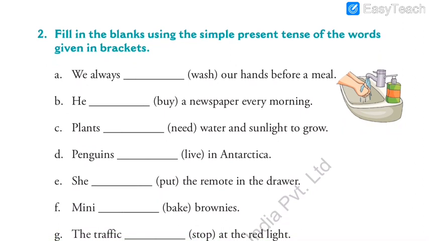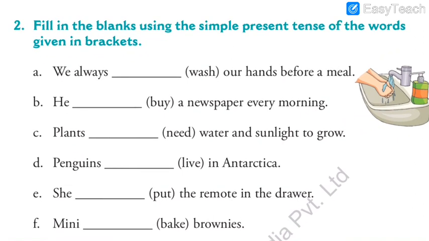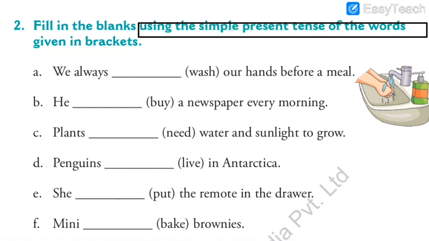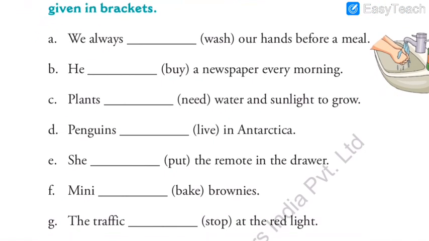And let us solve the second exercise, two to three sentences. You need to use the simple present tense of the word. That means you need to add s or es wherever necessary. First blank: we always wash our hands before a meal. Can you see he, she, it or anyone's name at the start of the sentence? No, there is no he, she, it, there is we. So what do we have to do? We use wash as wash only. We don't have to modify it, correct? Because there is no he, she, it at the start, only we. So we always wash our hands before a meal.